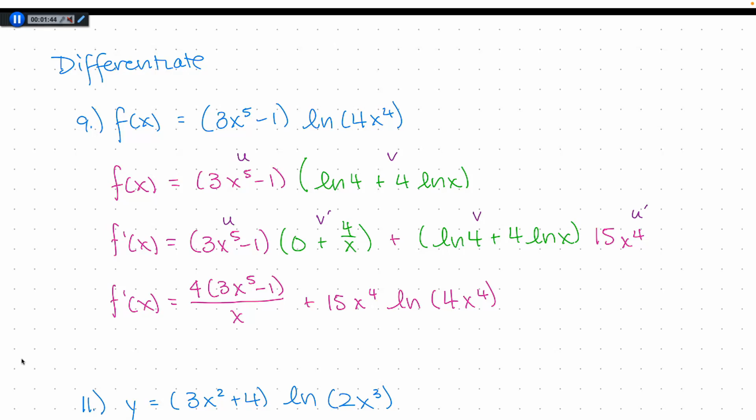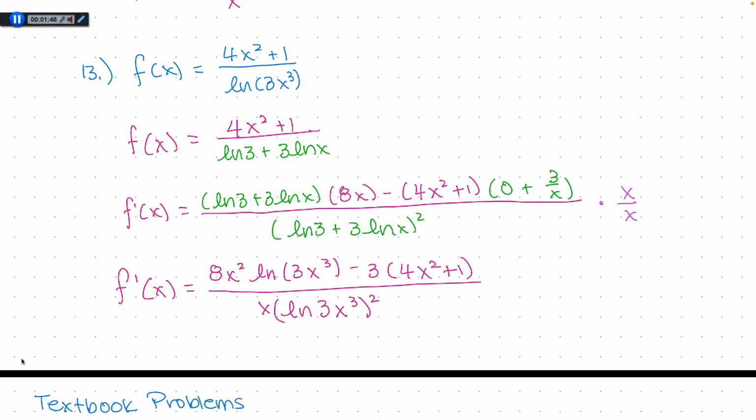Yes? Because it is a quotient. So the original problem, we had to use the quotient rule because it's something divided by something else. So it has to be the quotient rule.